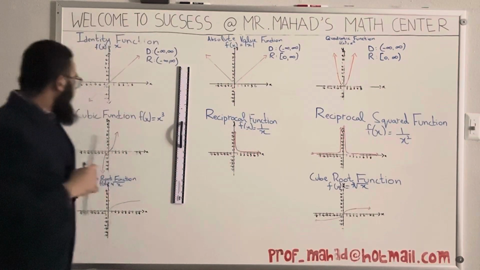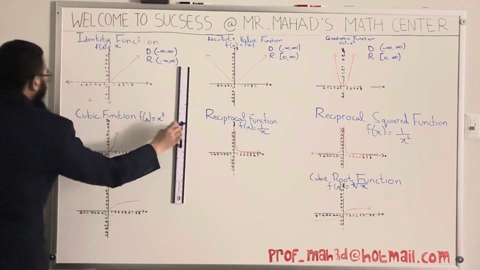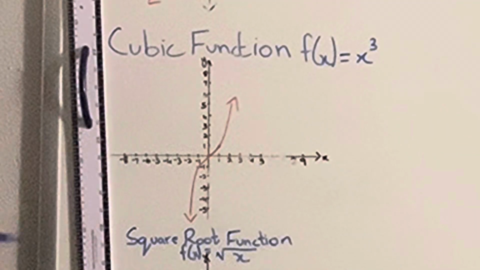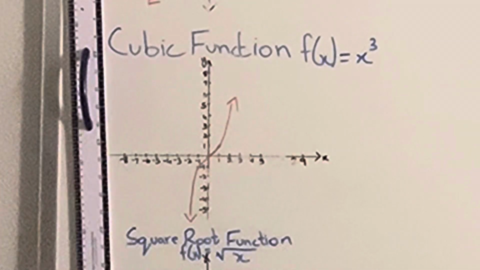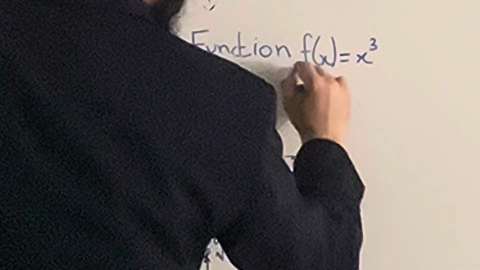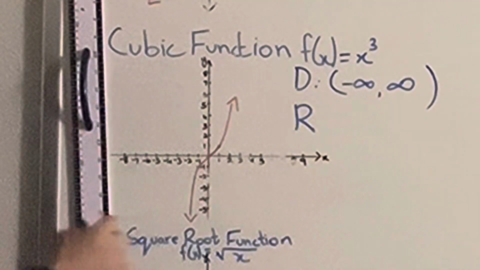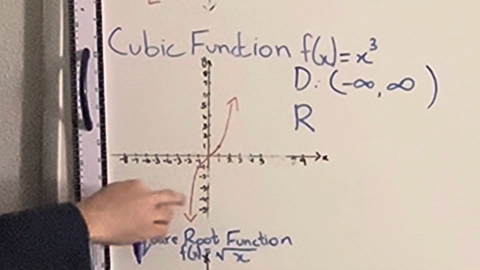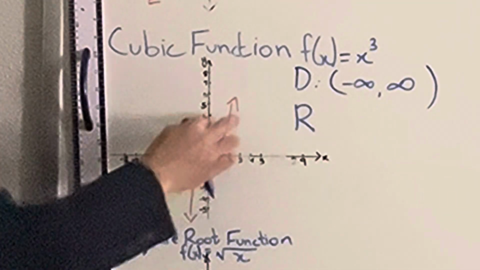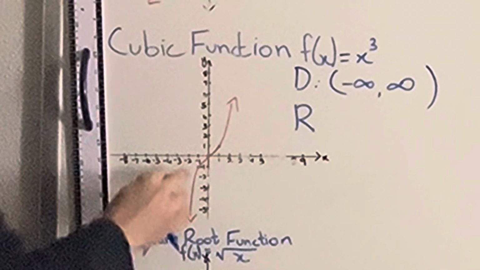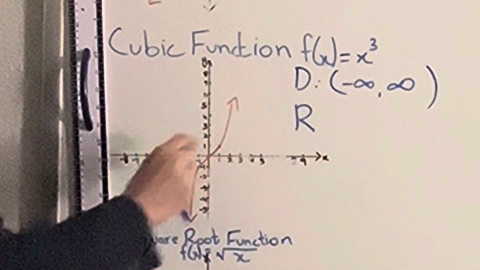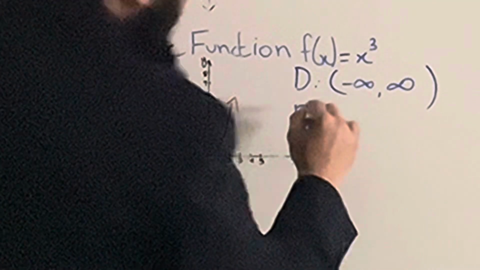Let's look at the next one, the cubic function. I do not see any restrictions in the domain again. Hence, I can say that the domain is from negative infinity to positive infinity. The range, same. This extends to negative infinity, and this extends to positive infinity, and there is no interruption. All values are included. Hence, I can say the range is also from negative infinity to positive infinity.